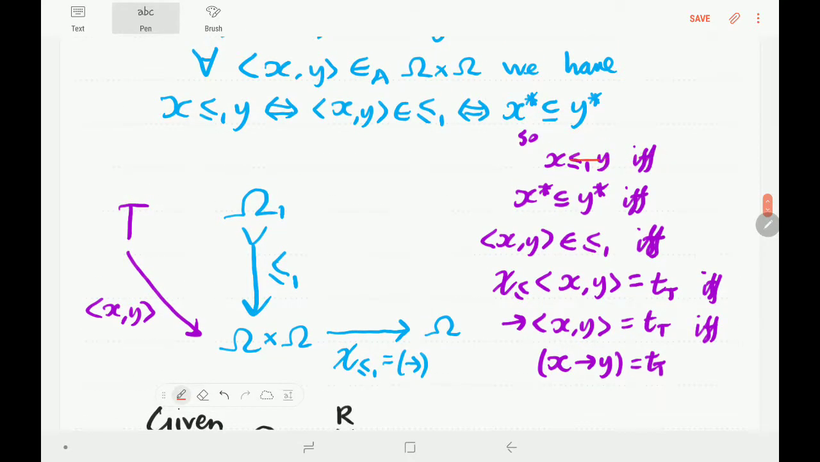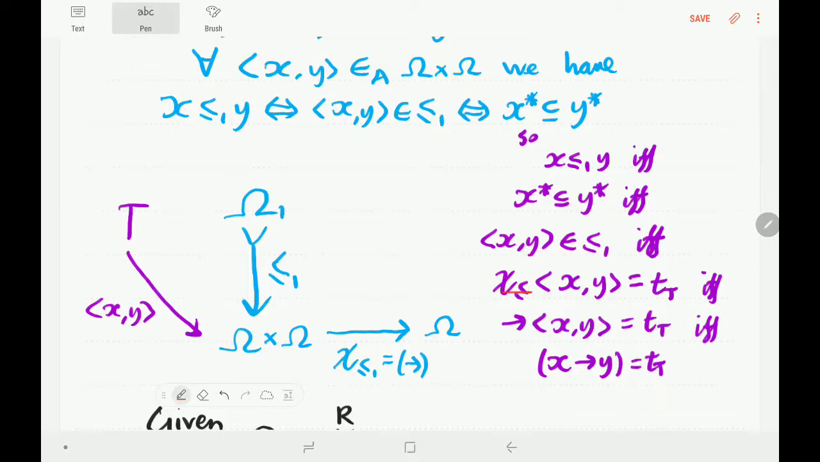So here's the critical thing, sort of defining it. We have that x is less than or equal to y. This is for t elements, x and y of omega. We have that x is less than or equal to y. That means that x comma y is in less than or equal to. And we've already sort of argued that that means that x star is contained in y star. But anyway, this x comma y is contained within less than or equal to.